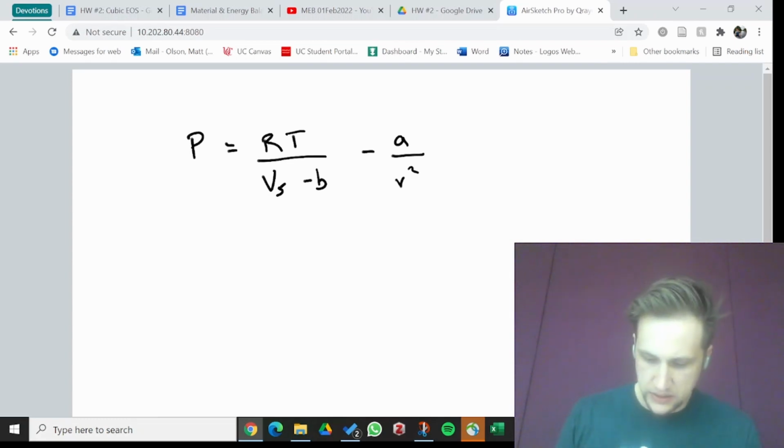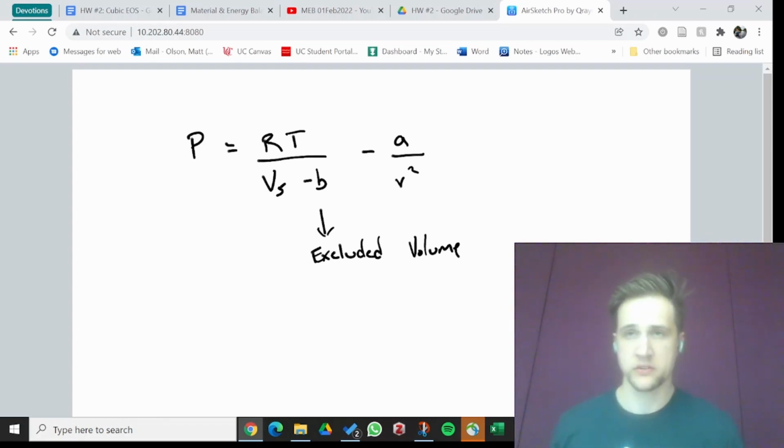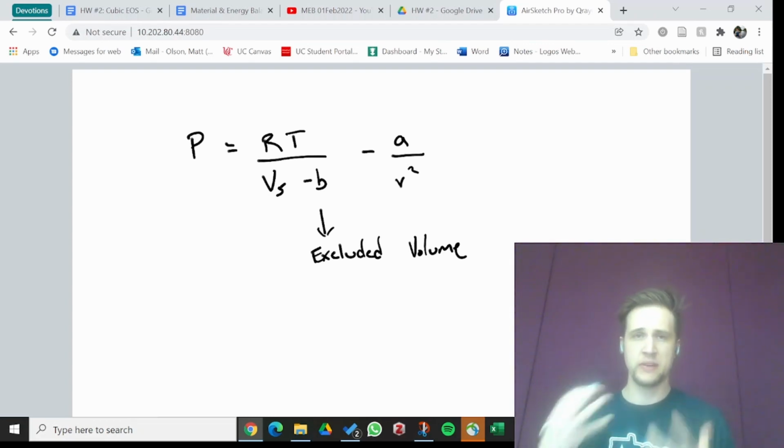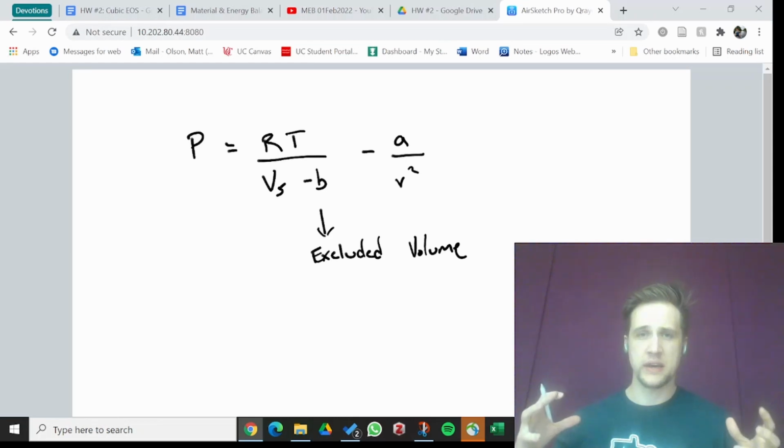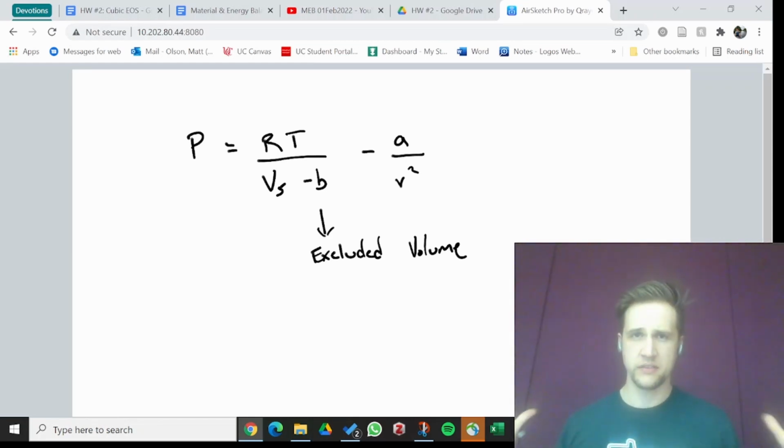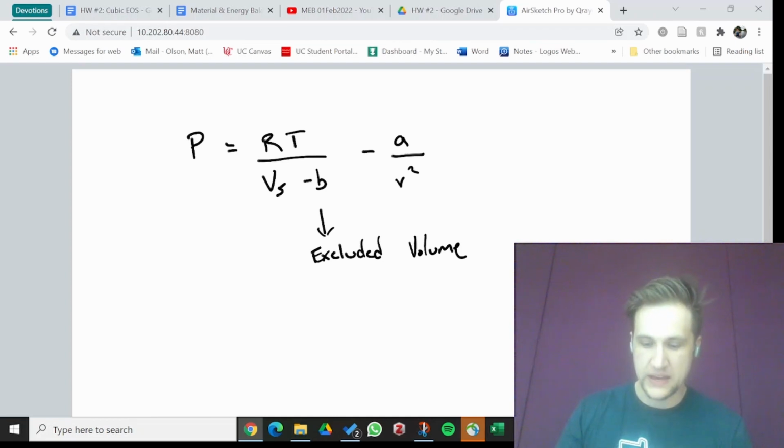A couple things to note here is this right here, the B, is the excluded volume. And what is it that we're excluding? Well, it's however many molecules that we actually are considering in the substance that we're evaluating. So a nice analogy that we could use would be if you're hopping onto the school bus to get a ride, and you walk in, and the entirety of the inside of the school bus would be our V here. That's our specified volume at that state.